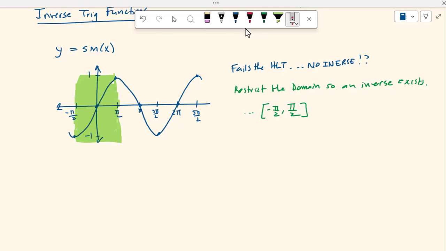Now we could do this same exact process, graph the function and find the best restriction, but we've done it for sine, and I'm just going to write out what they look like for the rest of the trig functions. Those restrictions I would expect you to know for sine, cosine, and tangent, and the rest of them we can just look up. So let's look at y equals sine of x, and let's also look at arcsine.